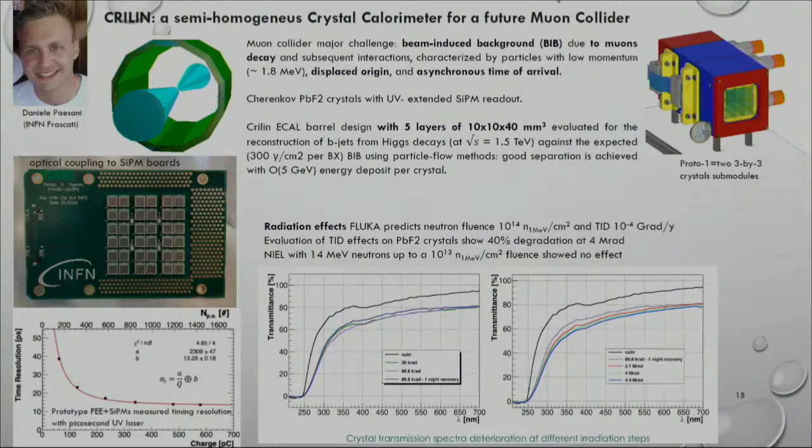Of course, radiation effects on the crystal is very interesting. So they actually irradiated. They expect about 10 to the 14 neutrons per square centimeter and a TID of 10 to the minus 4 gigarad per year. So here it shows the effect. They see a 40% degradation on the crystals after 4 megarad, and actually no effect from the neutrons was observed at 10 to the 13 at least.